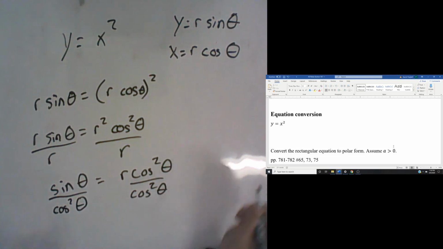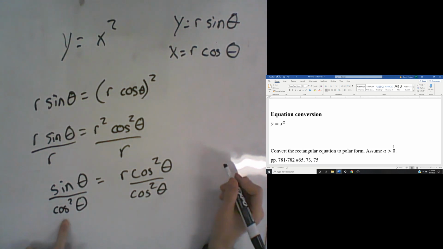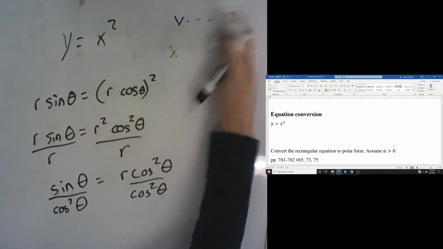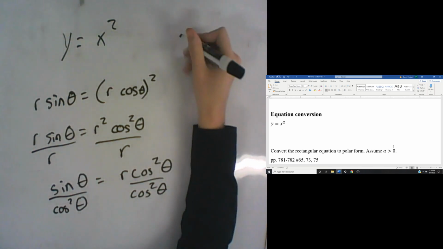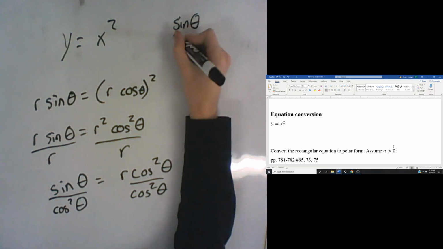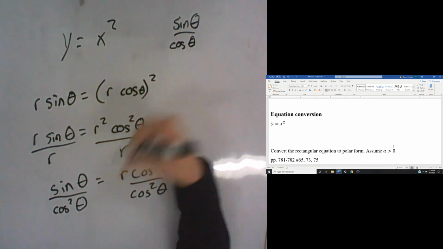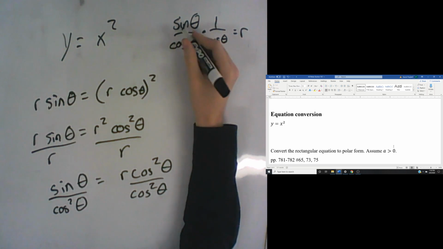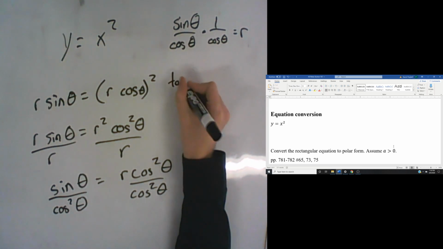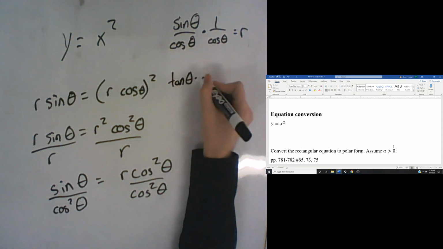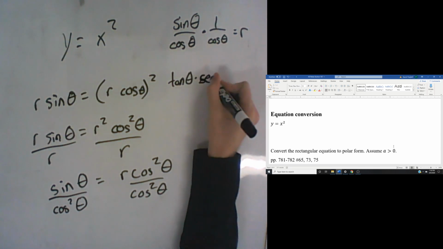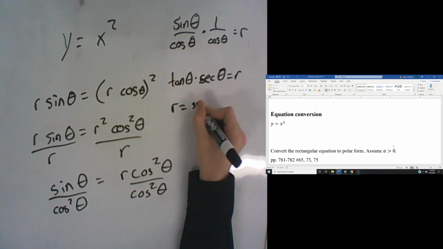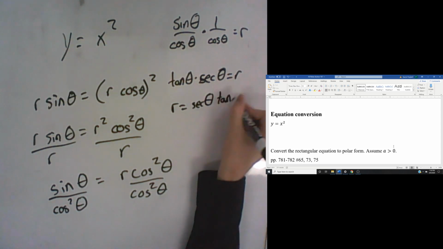We divide both sides by cosine squared theta because I want the r by itself. Okay, and then this squared can be separated. So we can actually write this as sine theta over cosine theta, because the bottom is a squared, so times 1 over cosine theta equals r. Okay, sine over cosine is tangent theta, and 1 over cosine is secant theta equals r. Or you can rewrite this as r equals secant theta tangent theta.